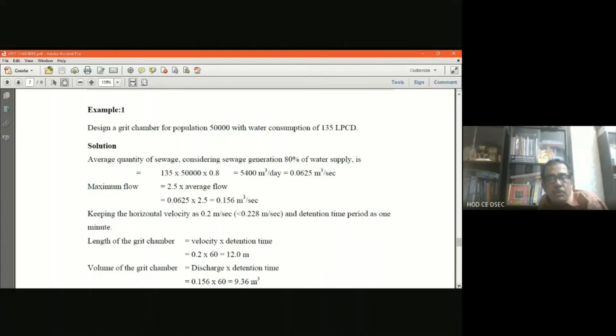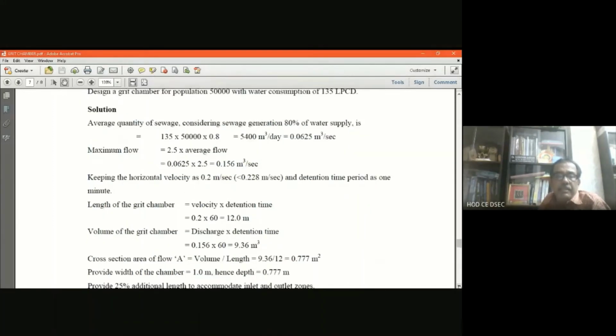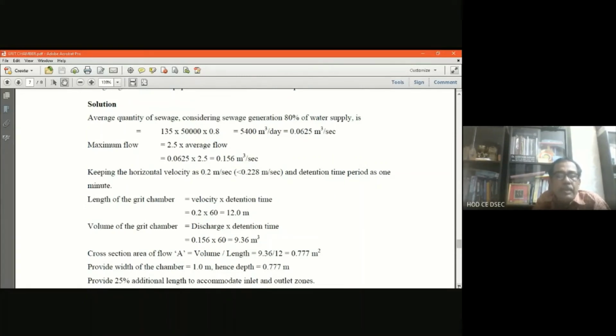Now what is the volume of the grit chamber? Same: discharge into detention time, because detention time is nothing but the volume V by Q. So what is the volume of the grit chamber? It is Q into T. T means the detention time, 60 seconds, and Q is 0.156, because initially you have calculated the maximum discharge, 0.156. So the volume we have got, length we have got.